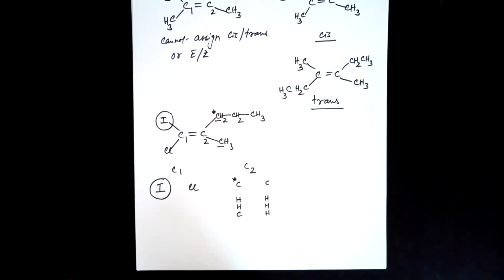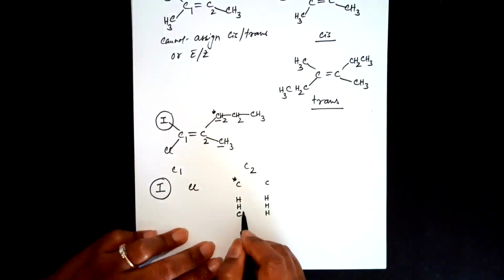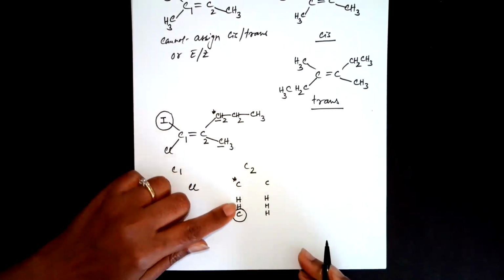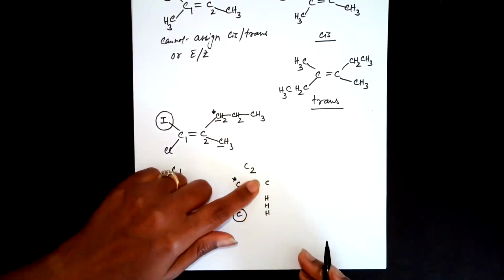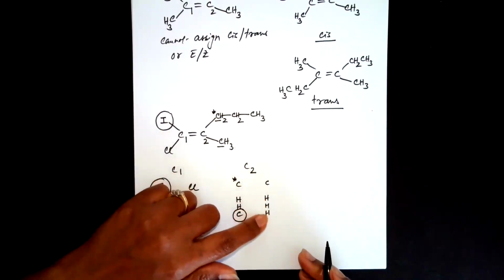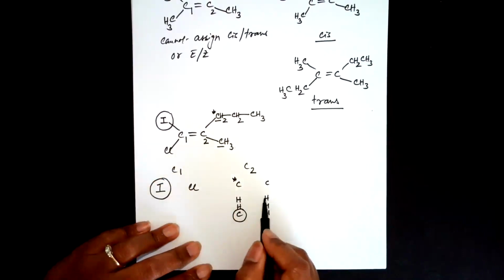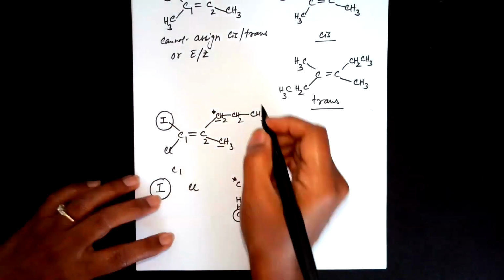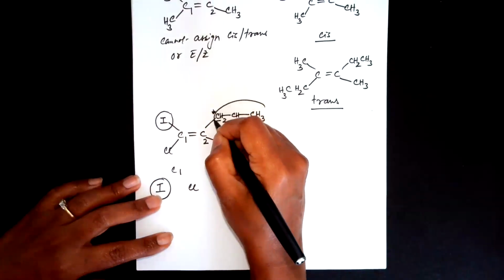Can you spot the difference? The difference lies right here. This carbon is attached to hydrogen, hydrogen, carbon. The other one is attached to hydrogen, hydrogen, hydrogen. Can't compare using this, can't compare using this, but I can compare using these. This has a higher atomic number than that one. So this is the group that wins.